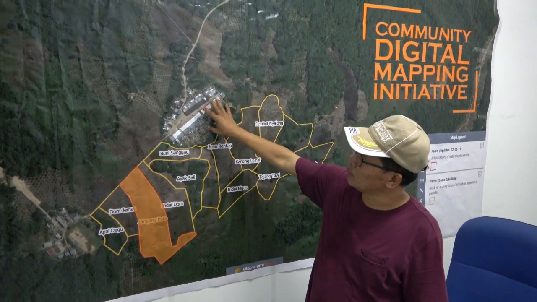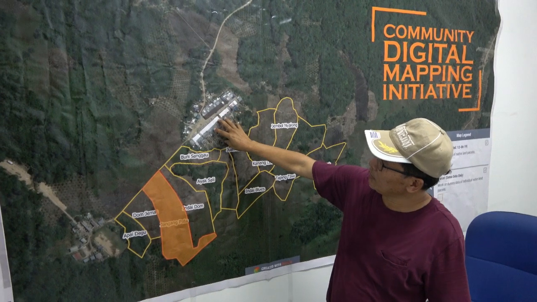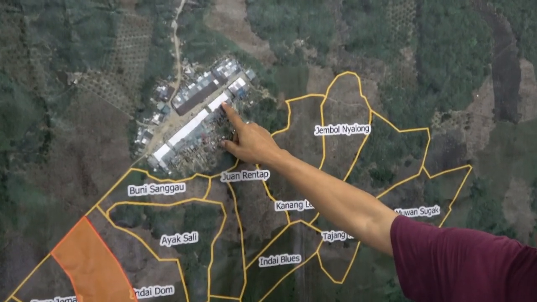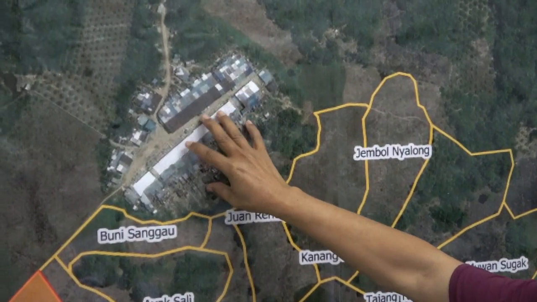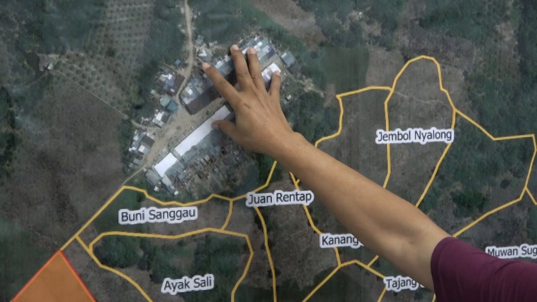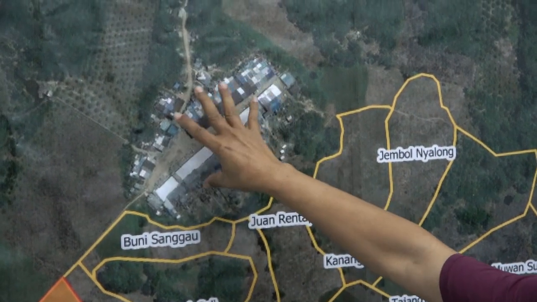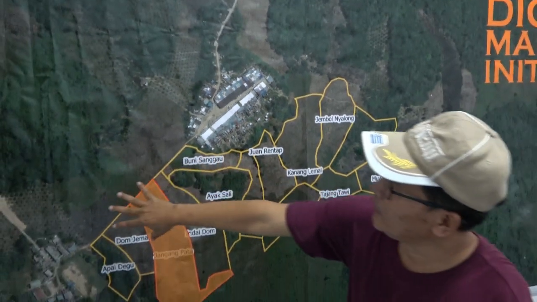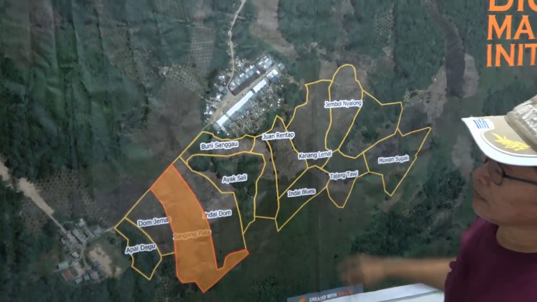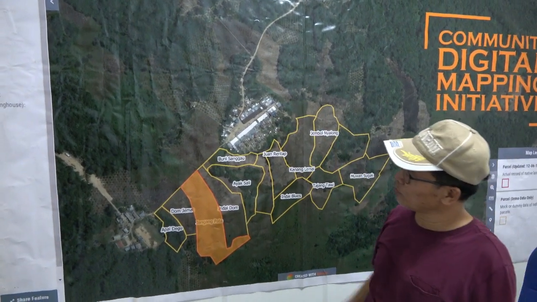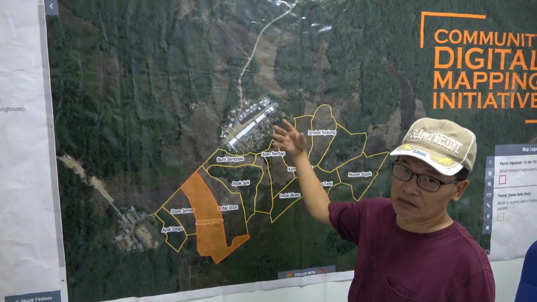Not only do we show, in this example we don't show even the name of the longhouse, but the intention of CDMI is to show all the information about this longhouse. How many doors do you have? Who is the tuan rumah? When was it built? So that we have a territory here that has people living in it, that describes what they do as a people, what the community is doing.